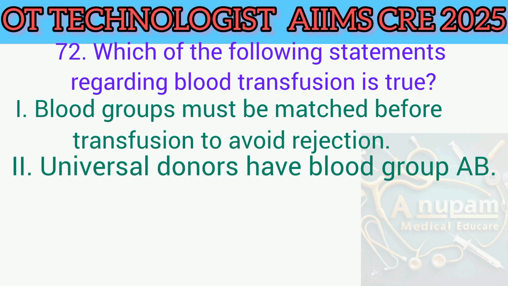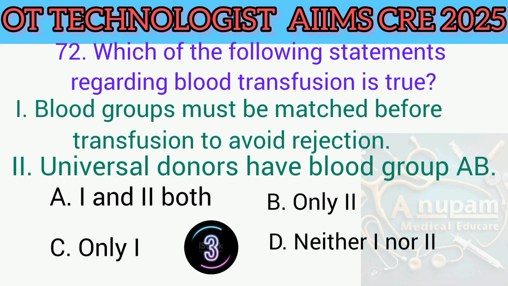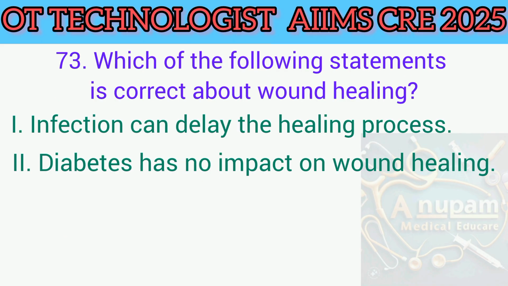Number 72. Which of the following statements regarding blood transfusion is true? 1. Blood groups must be matched before transfusion to avoid rejection. 2. Universal donors have blood group AB. A. 1 and 2 both. B. Only 2. C. Only 1. D. Neither 1 nor 2. Right option, C.